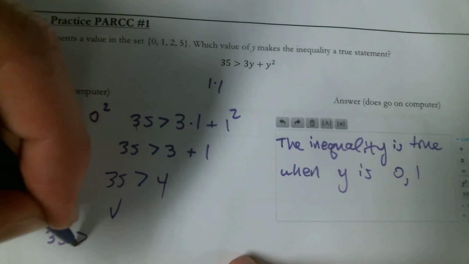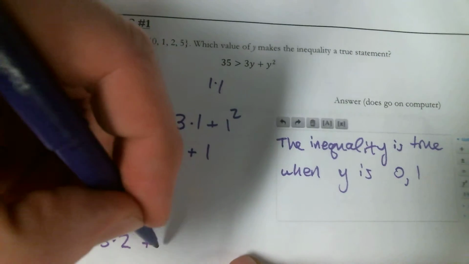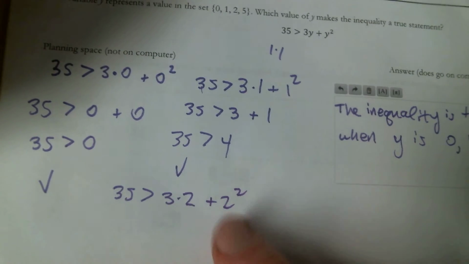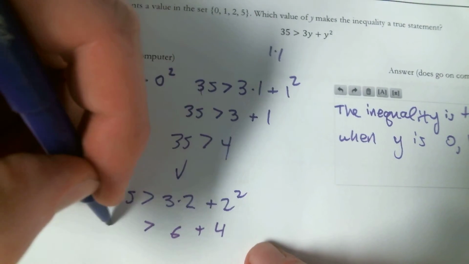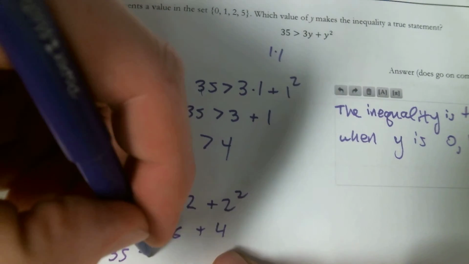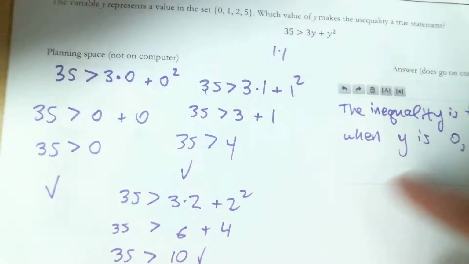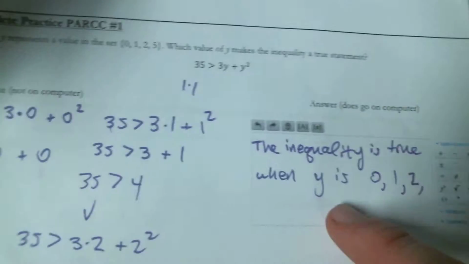So 35 greater than or equal to 3 times 2 plus 2 squared. Well, what is 2 squared? 2 squared is 4. What is 3 times 2? It's 6. And so obviously 35 is greater than 10. So the inequality is also true when it is 2, but we still have to try one more.